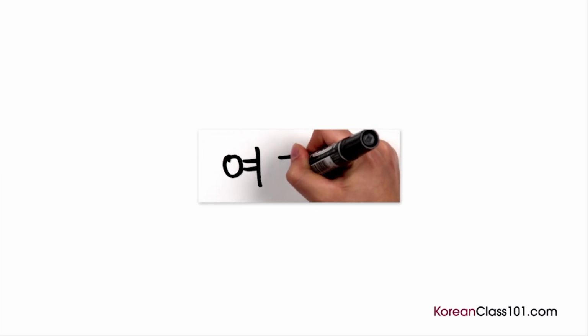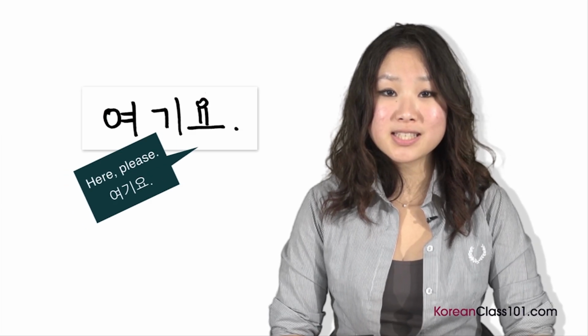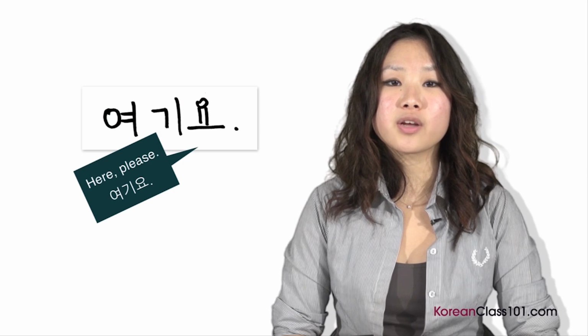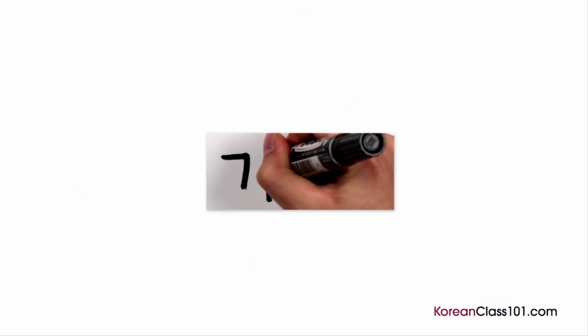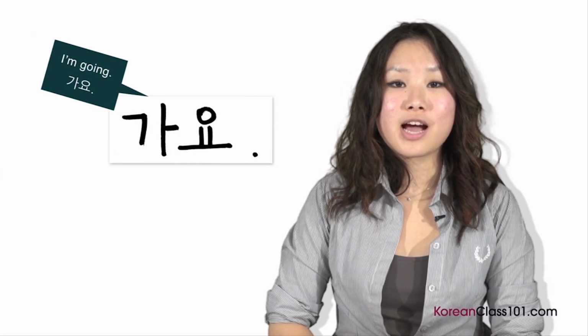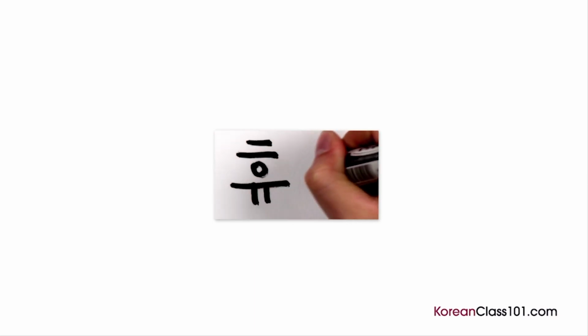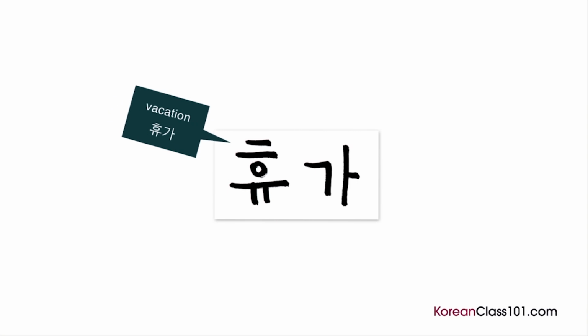Now it's time for a few sample words. Can you read all of this correctly? How about this phrase? It's 여기요. It means here please or excuse me. Use it while you are in a Korean restaurant and you want to call the waiter over to your table. 여기요. And this one. It's 가요. This means I'm going. How about this word? 휴가. It means vacation.